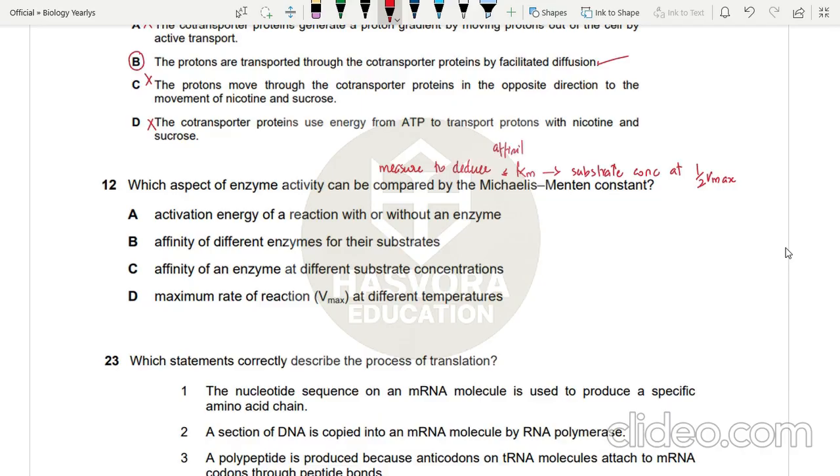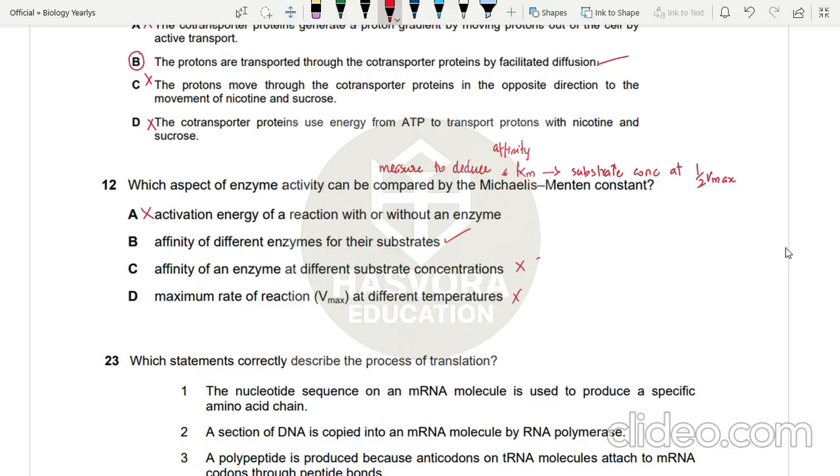affinity. So A says activation energy of a reaction with or without an enzyme. This is incorrect. Affinity of different enzymes for their substrates. This can be correct. Affinity of enzyme at different substrate concentration. This is incorrect. And they have also told the maximum rate of reaction Vmax at different temperature.